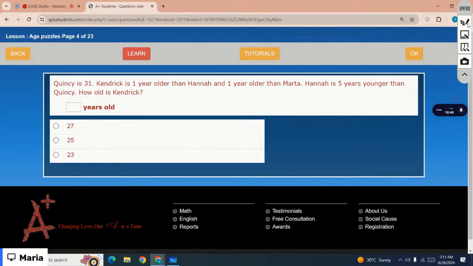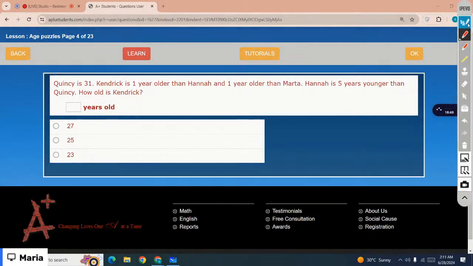Okay, Quincy is 31, right? Kendrick is 1 year older than Hannah and 1 year older than Marta. Hannah is 5 years younger than Quincy. Okay, so that means Hannah is 5 years younger than Quincy. 31 minus 5 is 26. Okay, so Hannah is 26.